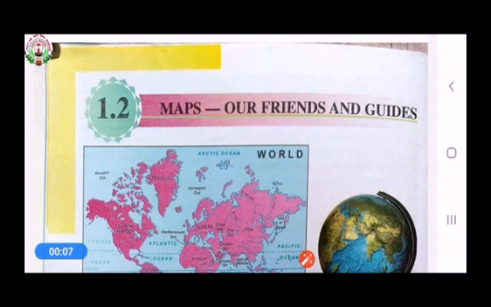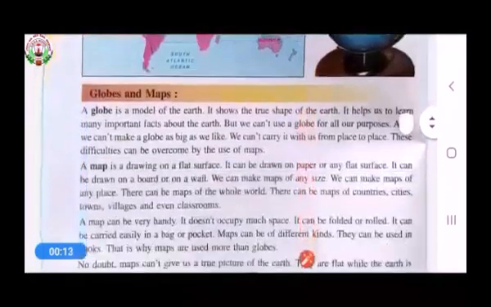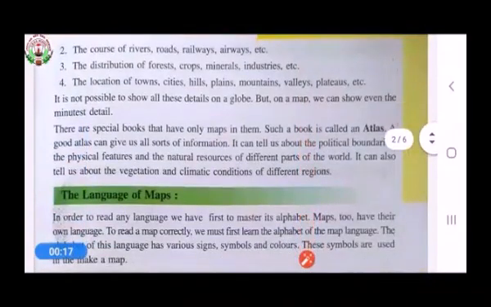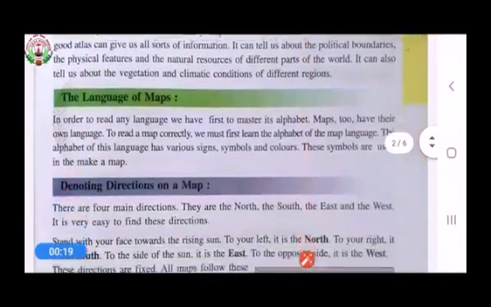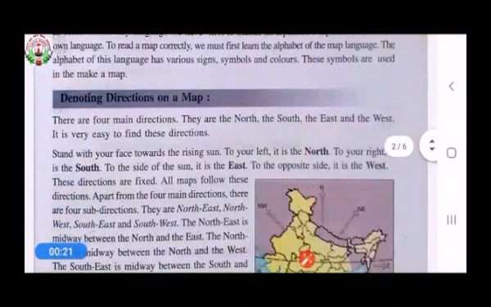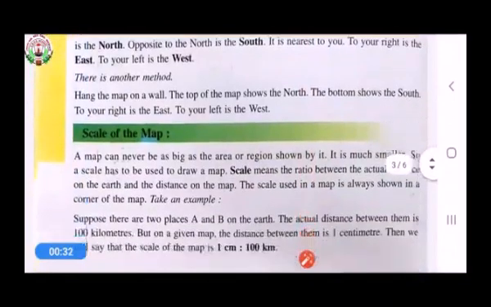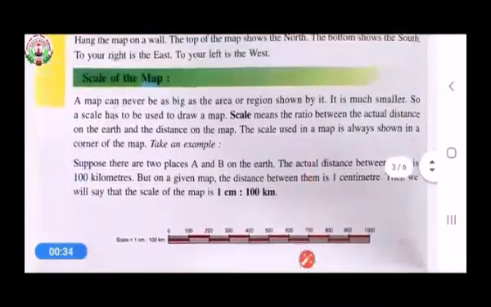Let's continue the chapter. As you have already learned about maps, the types of maps, an atlas, the language of the map, and direction on a map, today we are going to start with our next topic, that is scale on a map and the colors of the map.